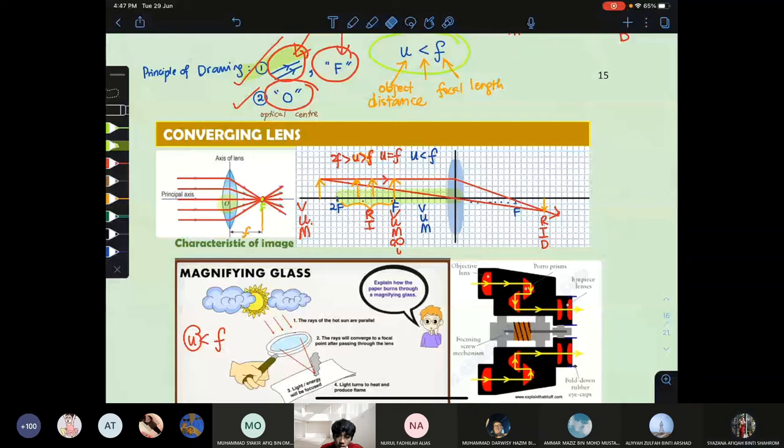Diminish? Awak draw lah. Kalau awak draw nanti awak nampak dia akan dapat diminish ke tak? So tengok dia akan ada pattern. Dia ada pattern kat situ. Pattern ni apa ni? Nampak tak? Ni M, boom, boom, boomy, rim.